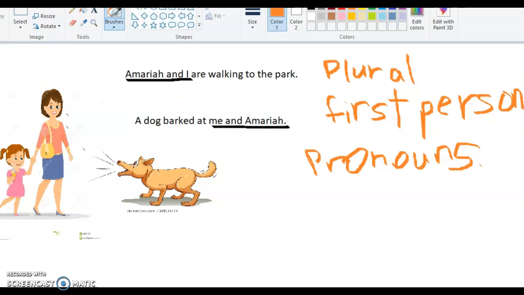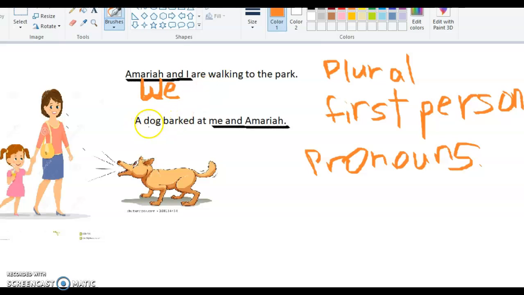So for me to change this into a first person pronoun without saying "Amaraya and I," I will use the pronoun we. So I could say "We are walking to the park," and I know that that includes myself and another person or more than one other person, right? So, we are walking to the park.